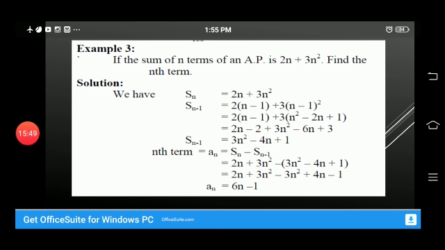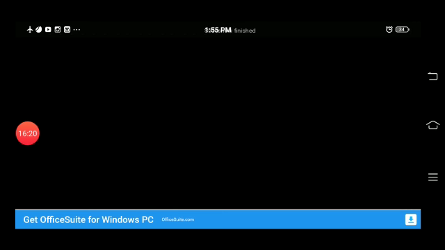So an is equal to Sn minus Sn minus 1. How can we find it? By subtracting. If we know the sum of n terms, we can find the value of the nth term by subtracting the sum of n minus 1 terms from the sum of n terms. So an is equal to Sn minus Sn minus 1. So an is equal to 6n minus 1.